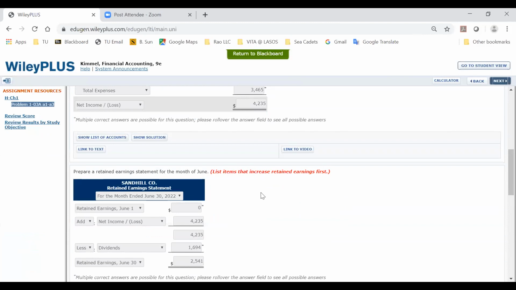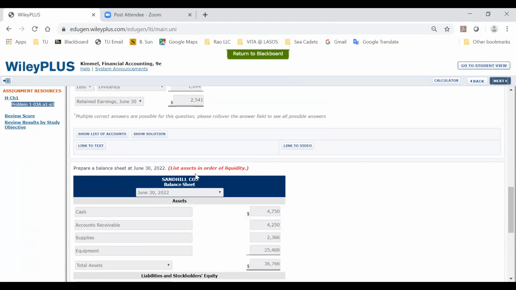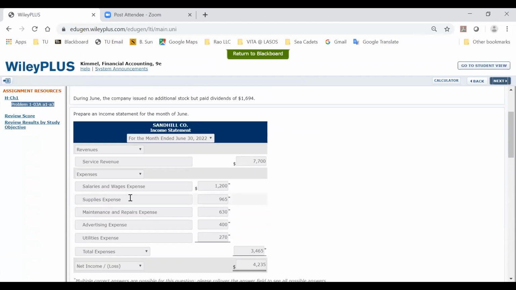Ask questions. Again, as I told you, if you see anything in red, you need to be careful, because if you do not follow those instructions, Wiley Plus will mark it wrong. For instance, if you wrote dividends first, you wrote less dividends, and then add net income, it'll mark all of this wrong. Over here it says less assets, not of liquidity, therefore make sure you do that. For expenses, it didn't tell you in what order to list them, so any order is fine.